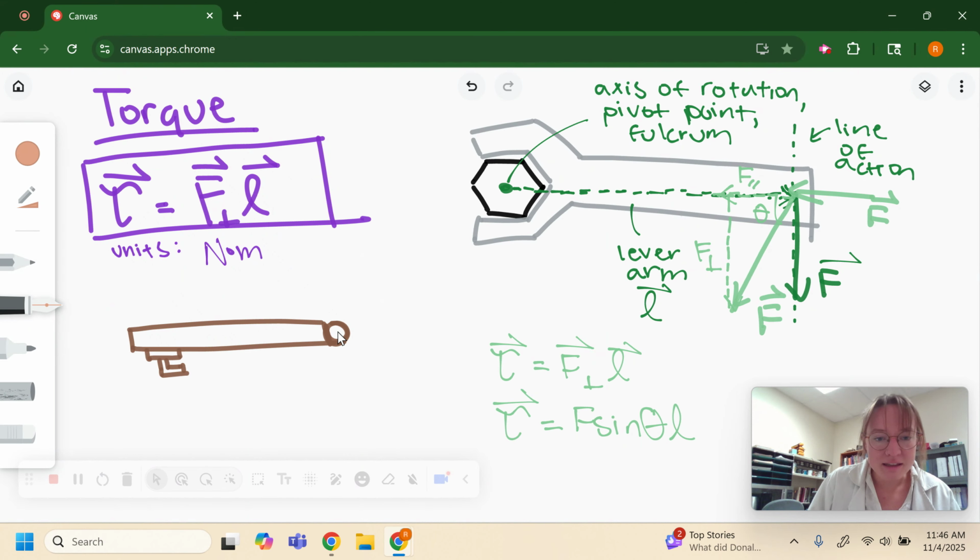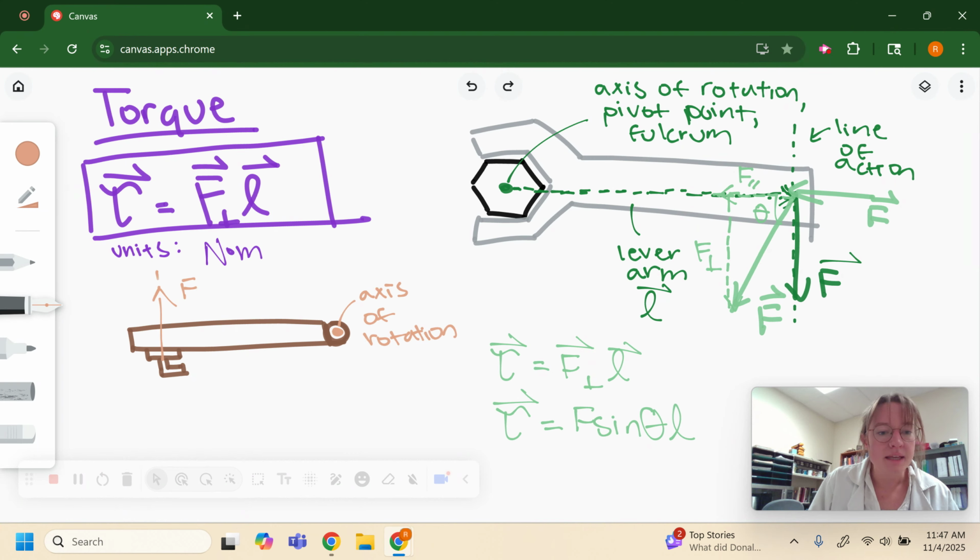Looking at this door, I would say this right here is going to be my axis of rotation, or my pivot point, where the hinges are, because that's what the whole door spins around. My line of action would be right here. I'm going to apply a force to the door going this way, and that's going to cause it to rotate. So here is my force that I would apply to the door.